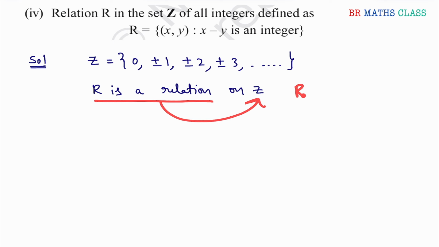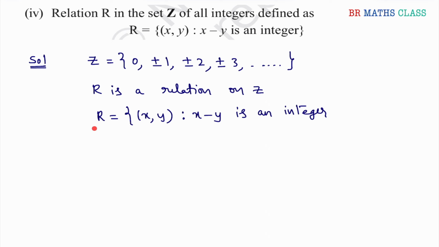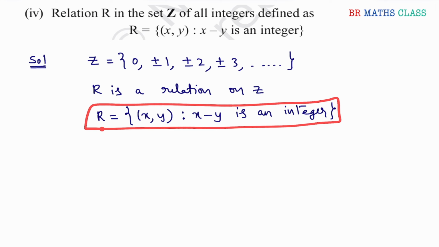It means that R is a subset of Z cross Z. Third one is how the relation is defined. The relation is defined as ordered pairs x comma y such that x minus y is an integer. So these 3 points in every problem of this first question we are observing first and then writing. Okay. Now we need to check whether this relation is reflexive, symmetric or transitive.